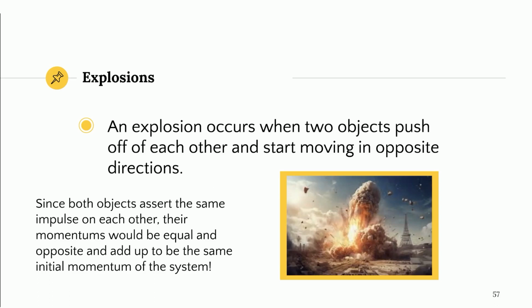What we mean more so is when two things push off each other with either some stored energy, like in this case chemical energy, or a spring, or just two people pushing each other away on a frictionless plane. In those cases, since both objects exert the same impulse on each other, which is force times time, which is equivalent to change in momentum, their momentums would be equal and opposite, and therefore, if you add them both together, would equal the same initial momentum of the system. Essentially, during an explosion, since there are no external forces, momentum is still conserved.